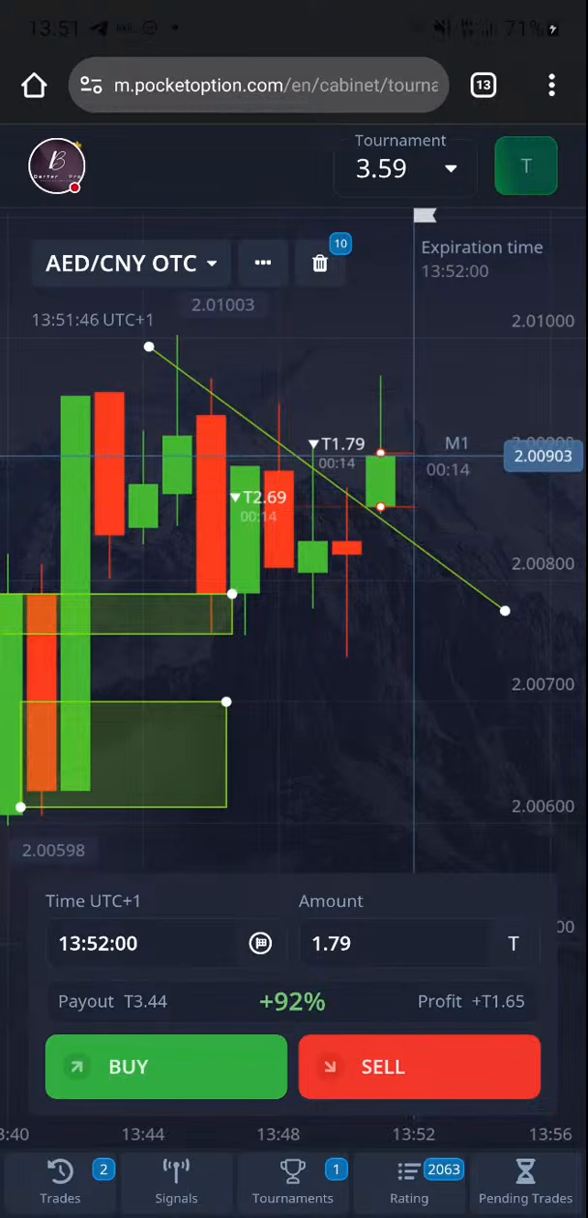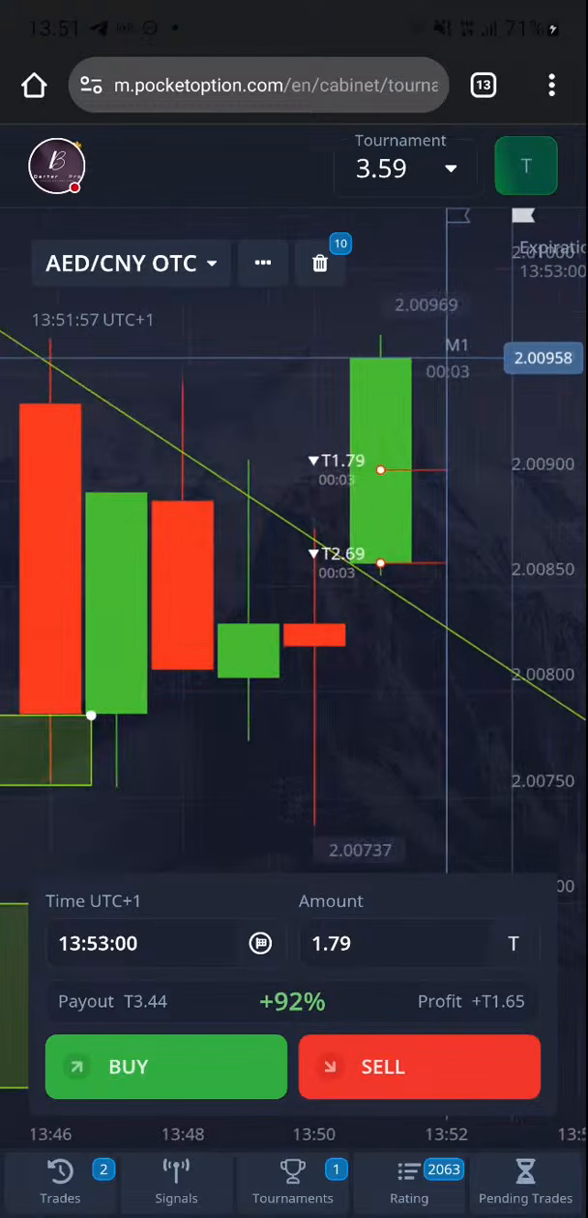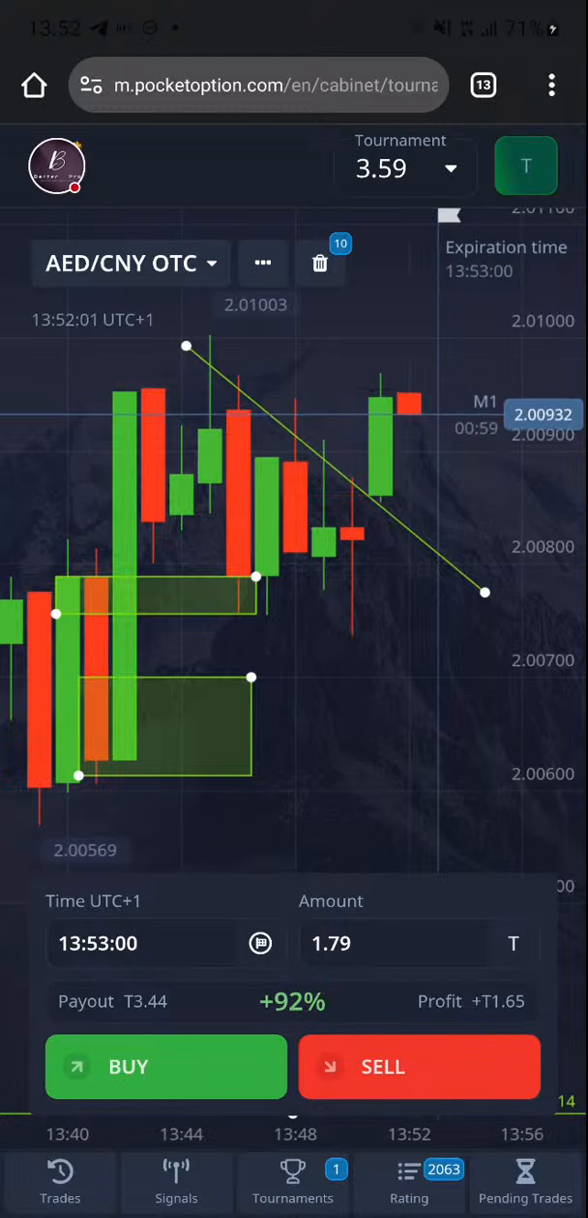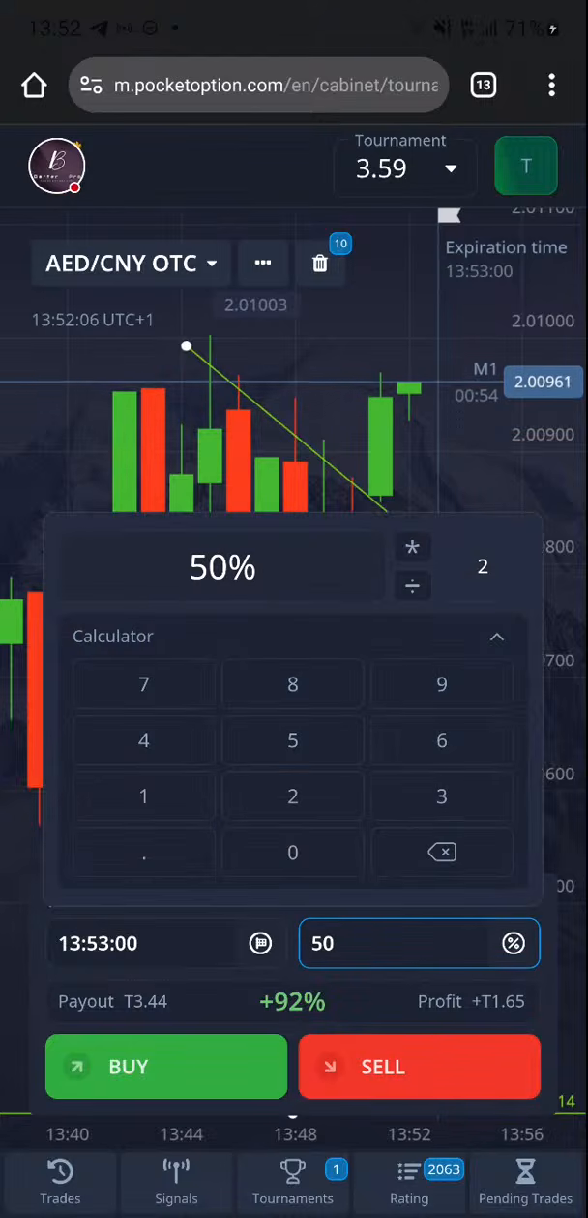I'm expecting a red candle, but the sellers are very late to respond, and I don't know why. But no problem. It doesn't mean that this is a bad trade. No, it's not a bad trade. In fact, it's a very good trade, actually, I would say.